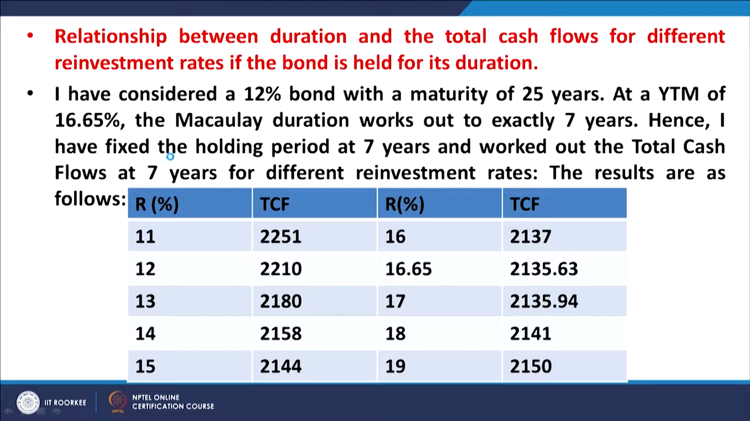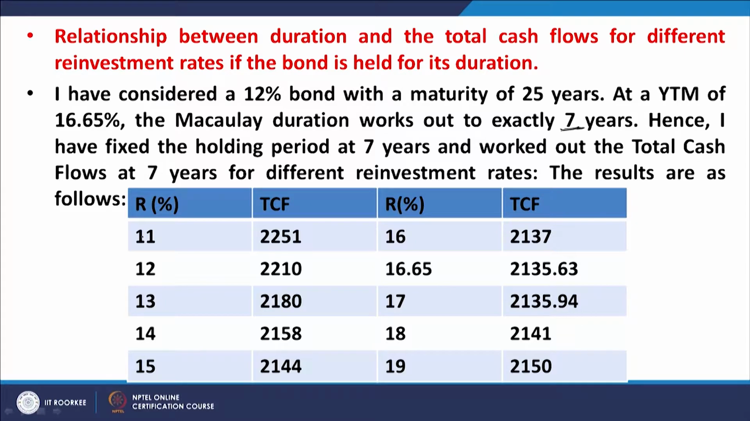I have considered a 12% bond: coupon rate is 12%, maturity is 25 years, YTM is 16.65%, and the duration works out to exactly 7 years. Therefore, I have fixed the holding period at 7 years, so that I hold the bond for 7 years. I have then worked out the total cash flows, that is the cash flows of reinvestment and the price at which it would be sellable at the end of the 7th year as per the present value formula.